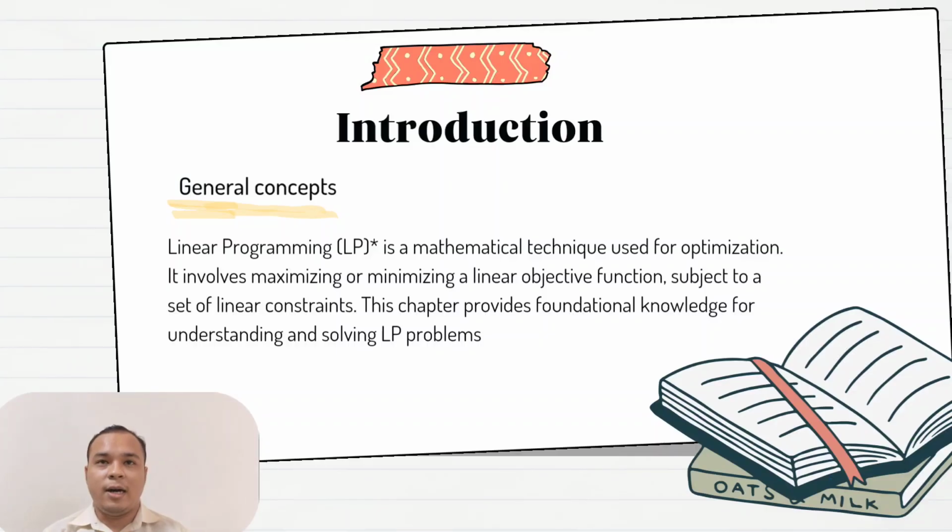This is our introduction, which is we choose for general concept, which is linear programming. LP is a mathematical technique used for optimization. It involves maximizing or minimizing a linear objective function subject to a set of linear constraints, and then we choose the chapter to provide foundation knowledge for understanding and solving LP problems.